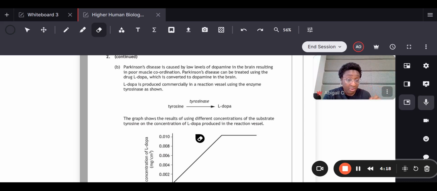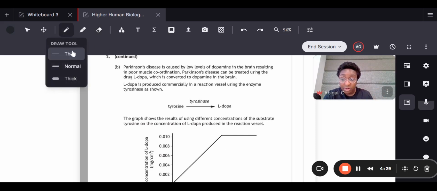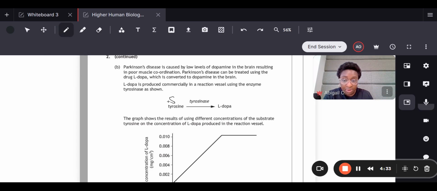Now, whenever you're doing an enzyme question that has something to do with an in-context example, take a second to identify what is your substrate in this question, what is your enzyme, and what is your product. So if we're to look at that for a wee second, this here, tyrosine, that would be the substrate. Tyrosinase is going to be the enzyme. L-DOPA will be your product.